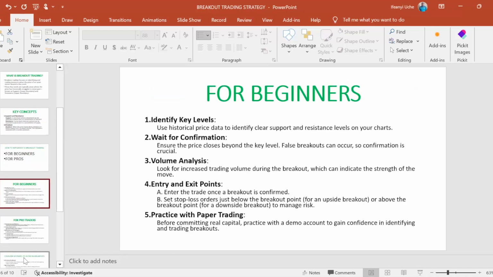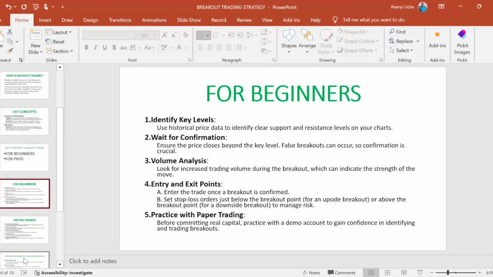the first thing you want to learn is how to identify key levels. You want to use historical price data to find clear support and resistance levels on your chart. We are going to implement that, but let's run through this first. And after that, you don't just rush into the markets. You want to wait for confirmation.